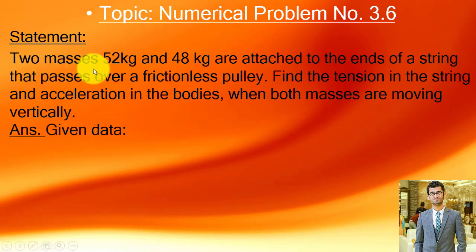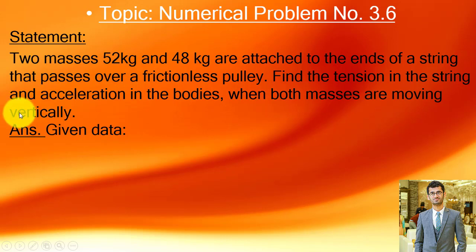Two masses, 52 kg and 48 kg, are attached to the ends of a string that passes over a frictionless pulley. Find the tension in the string and acceleration in the bodies when both masses are moving vertically.